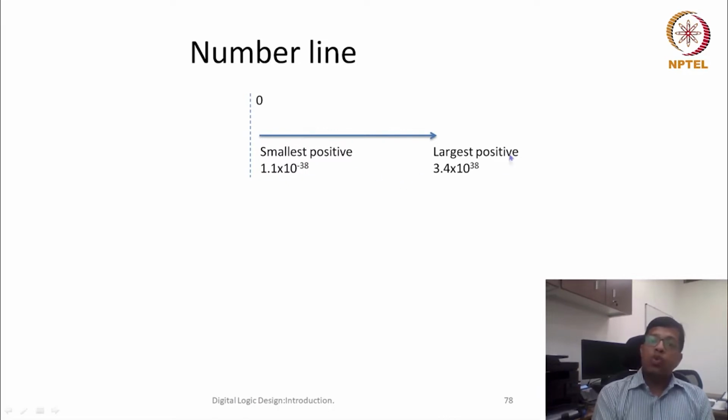Similarly, this is also a fact that any number which is larger than 3.4 into 10 to the power 38 cannot be represented using this particular notation of single precision. So there would be kind of an overflow. How do we represent overflow? That is also one question which we need to answer.